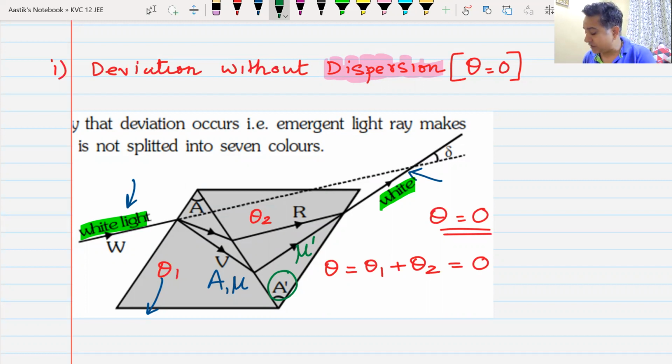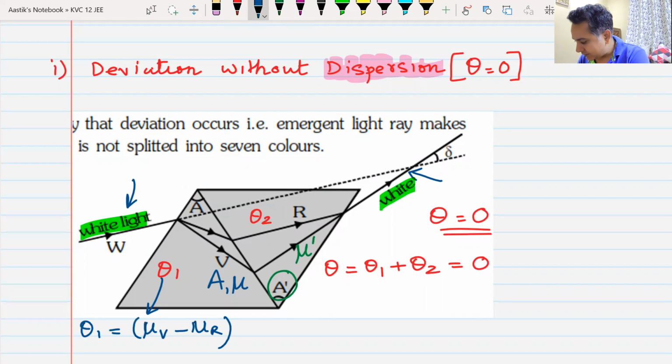How do you get the value of theta 1? Theta 1 will be equal to mu for the violet minus mu for the red, multiplied by A. Do we understand this?